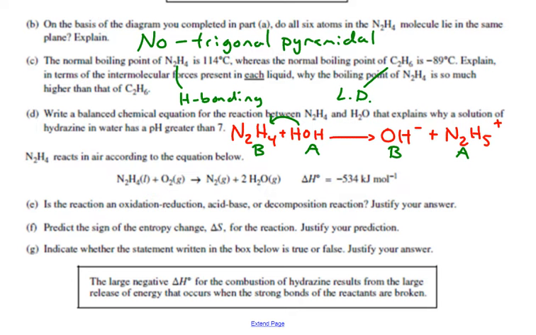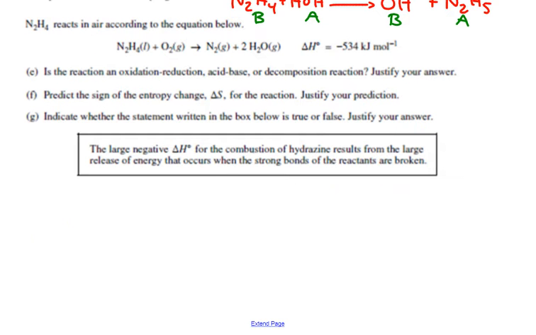It says write a balanced chemical equation that explains why a solution has a pH greater than 7. Okay, it doesn't actually explain it, the equation does it. N2H4 reacts in air according to the equation below. There it is. It gives you a change in H. Is there a negative there? Oh, it is not. Is the reaction an oxidation reduction, an acid base, or a decomposition reaction? Justify your answer. Talk with your friends.